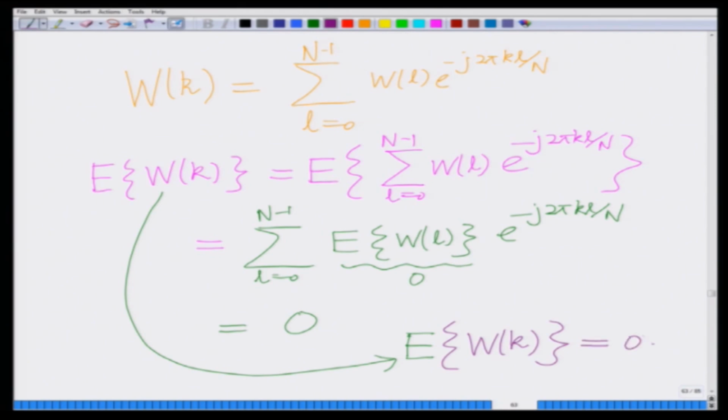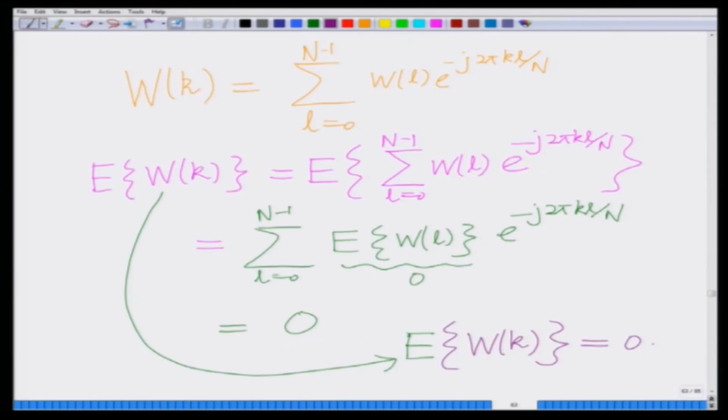That is, each noise sample at the input is 0 mean, and since the FFT is a linear operation, naturally at the output of the FFT, that is each capital W_k, the mean of each noise sample is also 0 mean. Alright, so no surprises there. So, each noise sample, the capital W_k on each subcarrier, is also 0 mean.